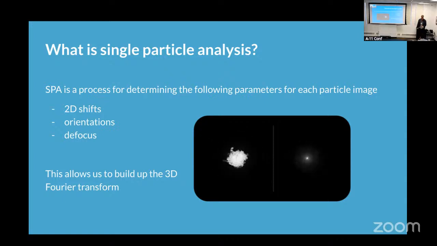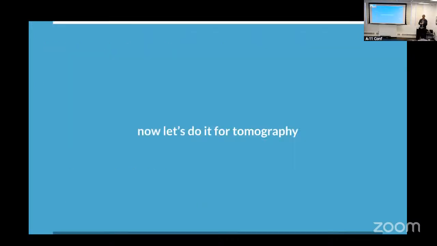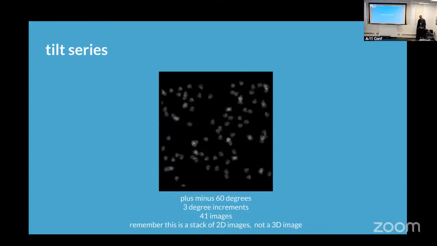Once you've done this, you can build up a nice high resolution map of the 3D object that you were imaging and taking all these 2D projection images of. Anyone lost? Feel okay? Any questions? Good. Okay. So now let's do the exact same thing, but for tomography, because we're all here to do a Cryo-ET course in New York.